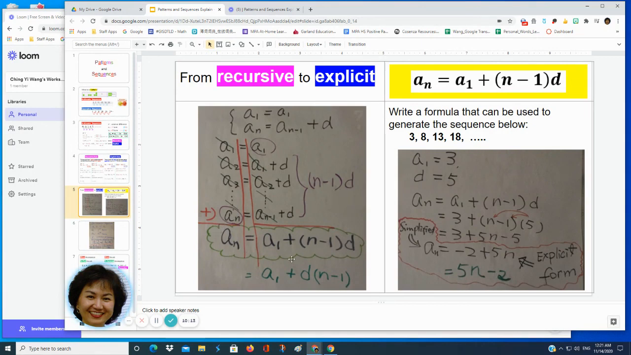So this is our formula: a sub n equals a sub 1 plus n minus 1 times d. In this formula, you can see we know a sub 1, we know d, and n is our variable. So our value at the nth term depends on the position n directly. That is why this is called the explicit rule.